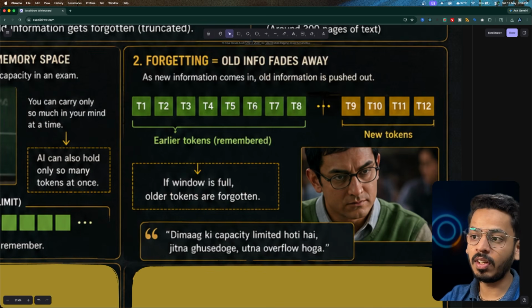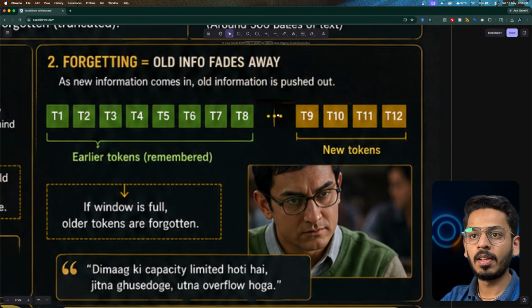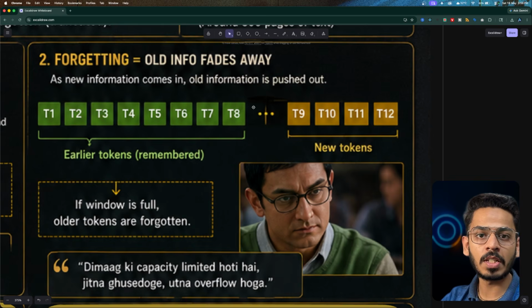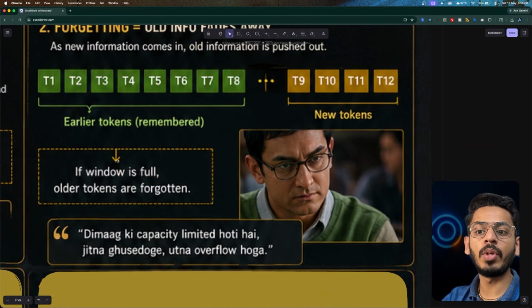The next term that we have here is forget. So old information obviously fades away with time. As new information comes in, old information is pushed out. So the green tokens that you see here are the old information, which was remembered by the AI, which are the earlier tokens. And now you are feeding it some new information, which are the new tokens. What happens is, if the window is full, the older tokens are forgotten.